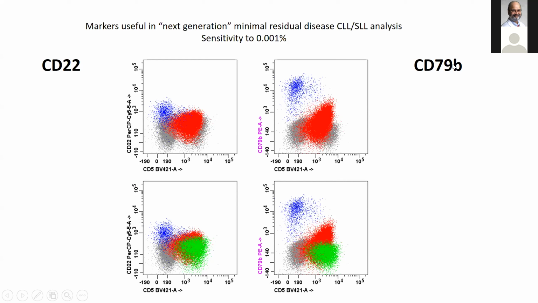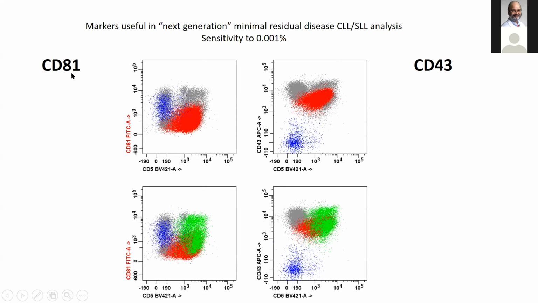CD79B, again, is another B cell marker, and CLL tends to be dim for CD79B compared to the normal polytypic B cells. Two other markers that are used are CD81. Once again, CLL-SLL tends to show dim expression of CD81 compared to your polytypic normal B cells. And then CD43 is the last marker that's typically used. You can see here that your normal B cells are for the most part negative for CD43, but CLL-SLL is often positive for CD43. So that can be very helpful.